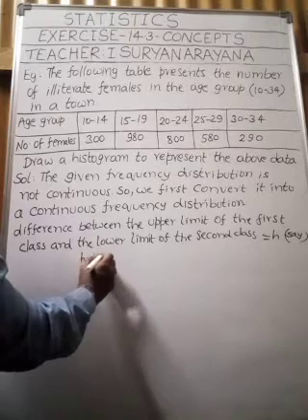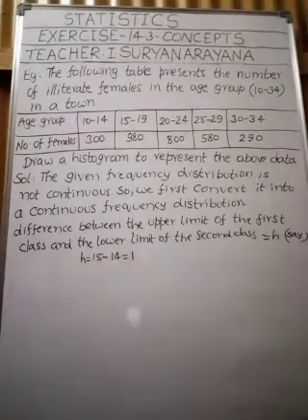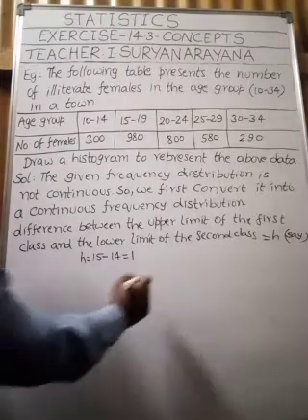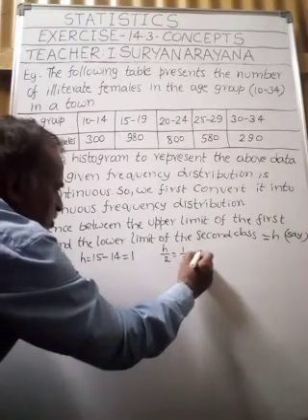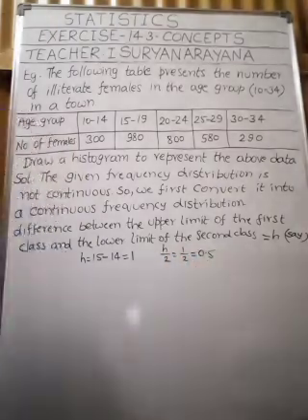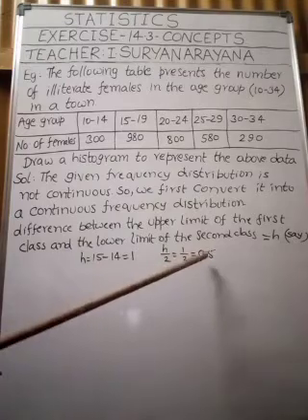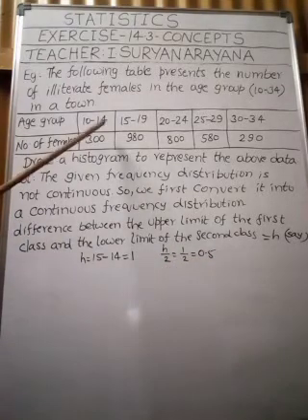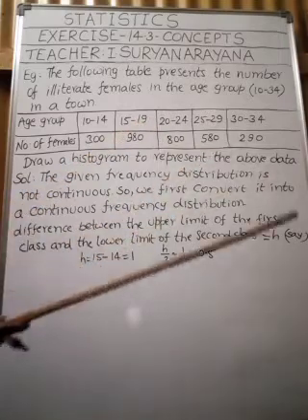(15 minus 14). That is 1. Yes or no, my children? Right. After that, we have to find h by 2. That is 1 by 2, which is equal to 0.5. So, from the lower limit of each class, we have to subtract 0.5, and we have to add 0.5 to the upper limit of each class.